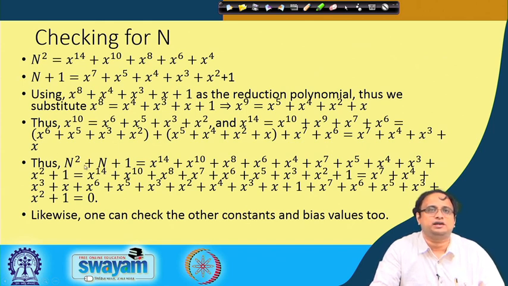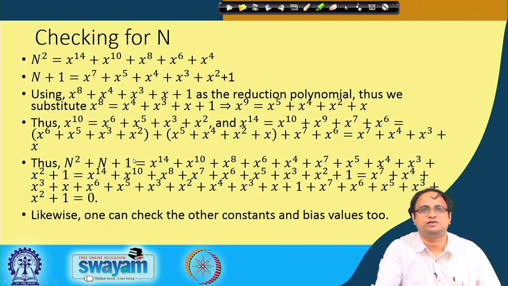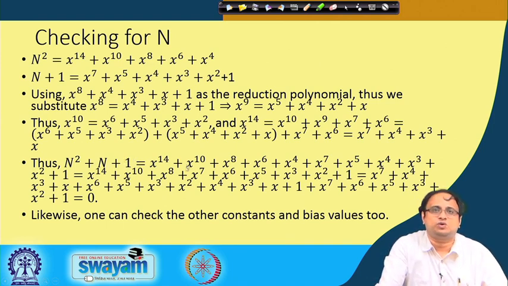If I just go ahead and calculate n square plus n plus 1, of course I have to do a few ugly operations here, but interestingly, if you elaborate this, then all these terms will get cancelled out, and finally you will get 0. This proves that indeed n square plus n plus 1 is 0, which means that n is a correct choice. Okay, the n that we have chosen is correct. So likewise, one can check the other constants and the bias values too.